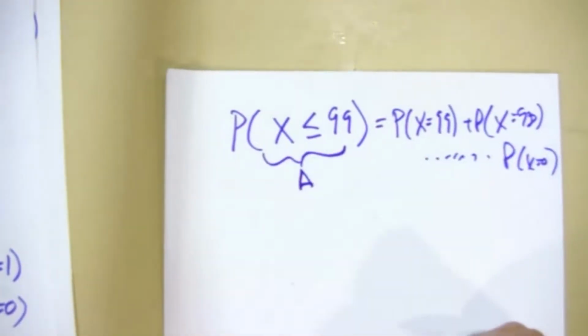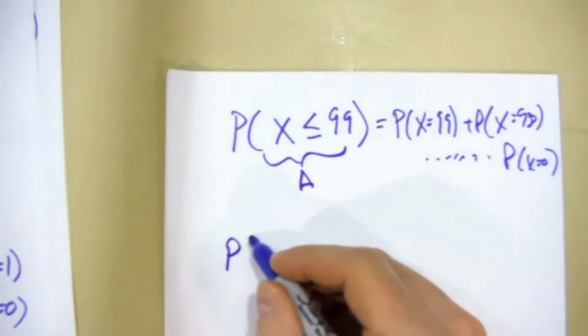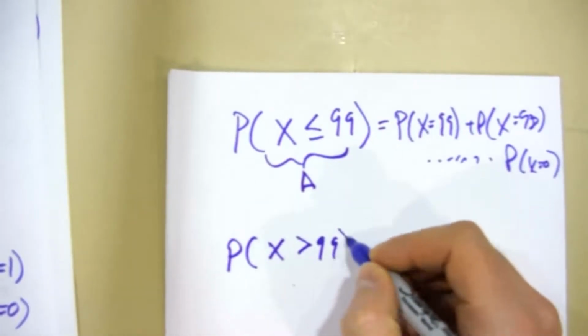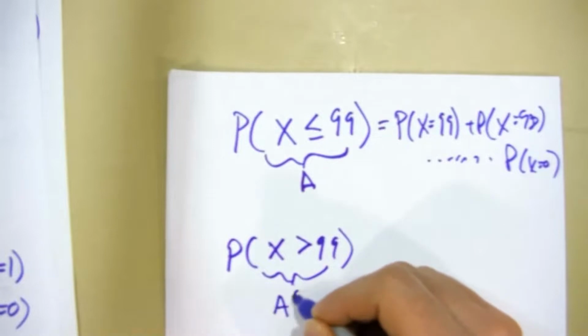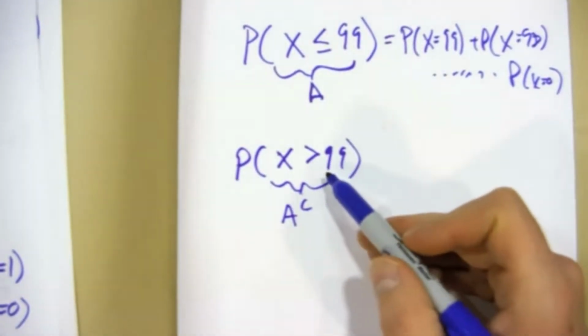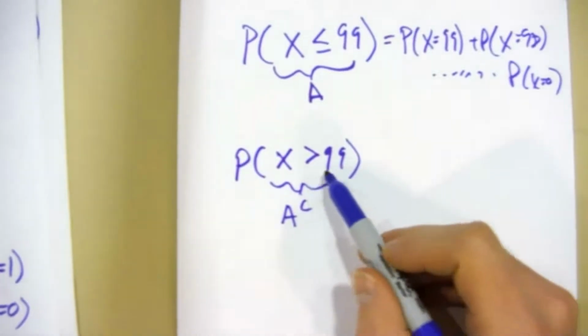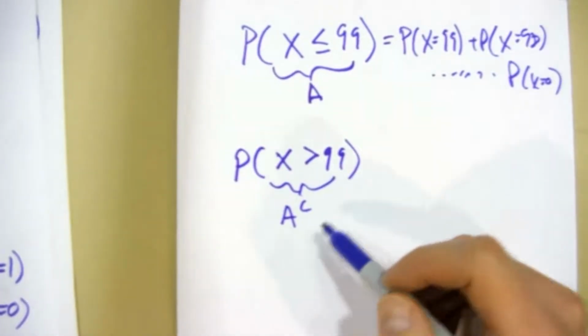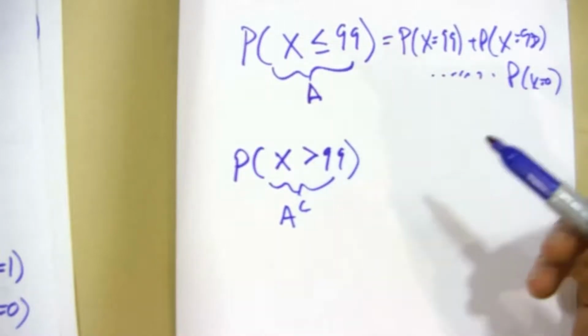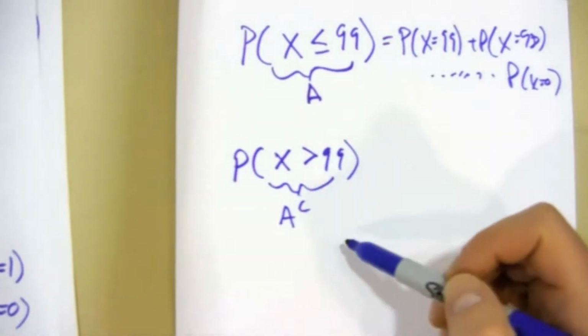But what I can do is say, well, look, if this is my event A, then A complement would be that x is greater than 99. What are the only possible outcomes if I flip a coin 100 times that meet this criteria? This is actually just x is equal to 100. That's the only outcome that would meet this criteria. Okay?